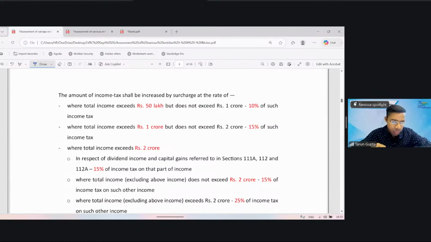Now the surcharge. The surcharge is applicable if the total income exceeds rupees 50 lakhs. So no surcharge if the total income is up to 50 lakh.